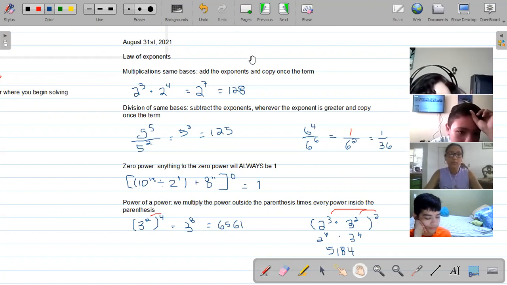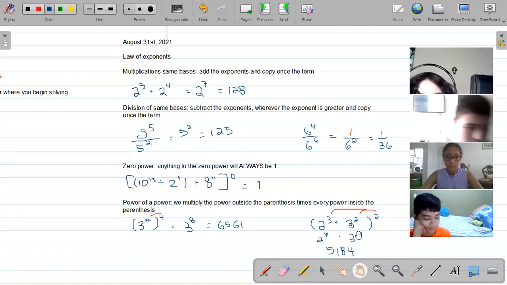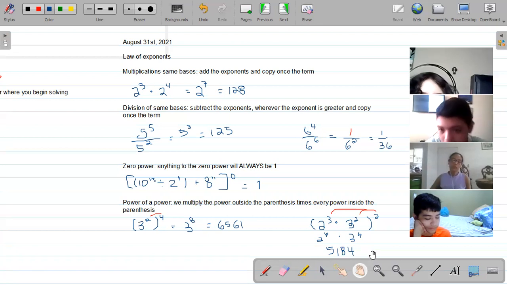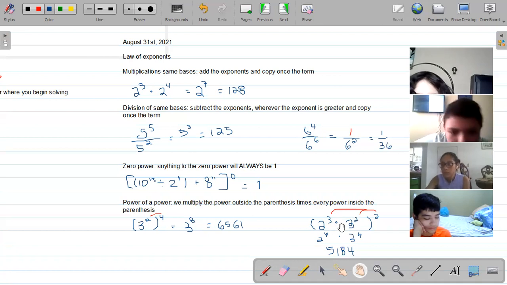They're asking over here in the chat if the exponent outside the parentheses doesn't affect only the exponent on the left. No, the exponent outside affects every single thing that's inside the parentheses as long as there are no additions or subtractions, okay? If this was 2 to the cube plus 3 to the square, you cannot do power of a power because there was an addition. You can do it in multiplications, okay? Or even divisions, but not additions and not subtractions.